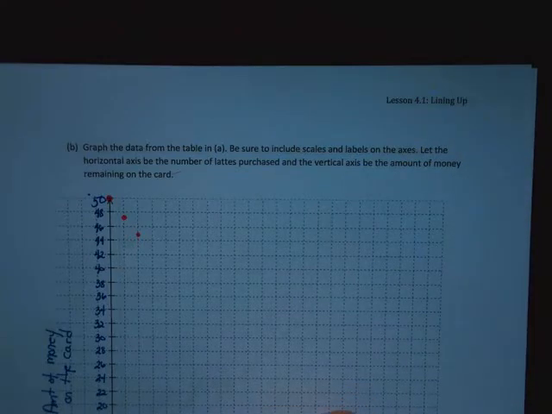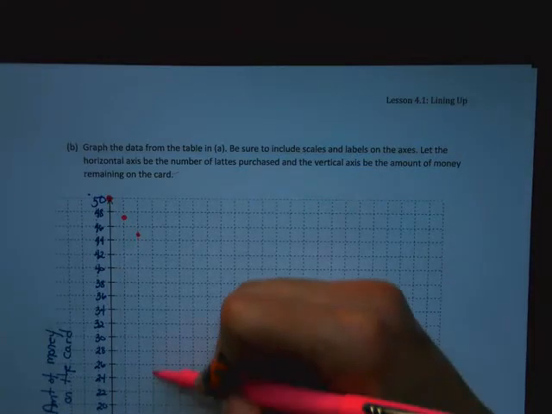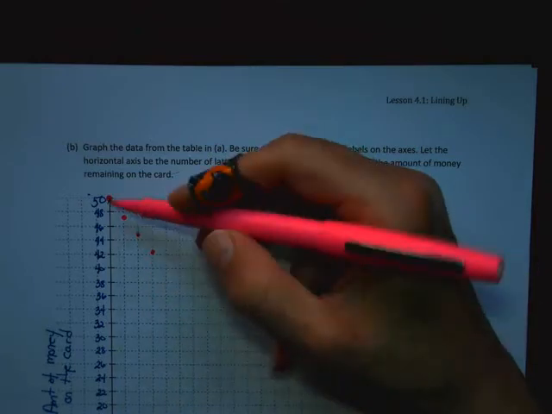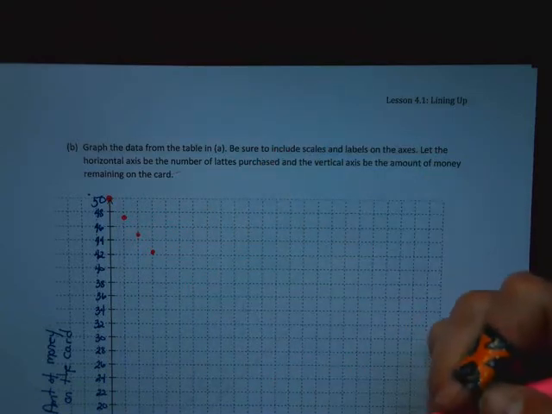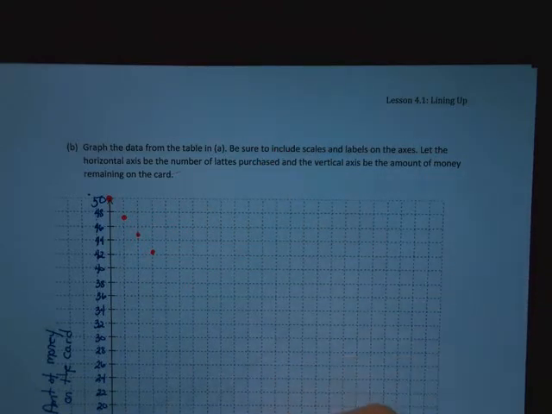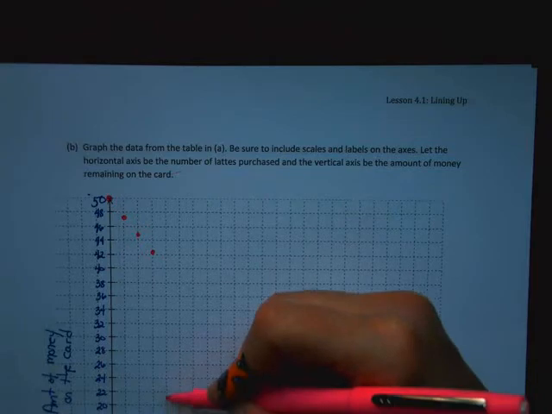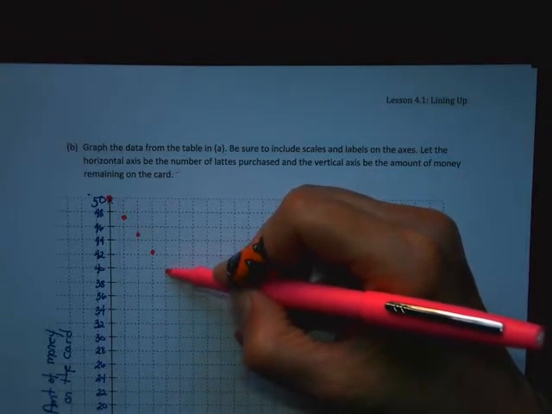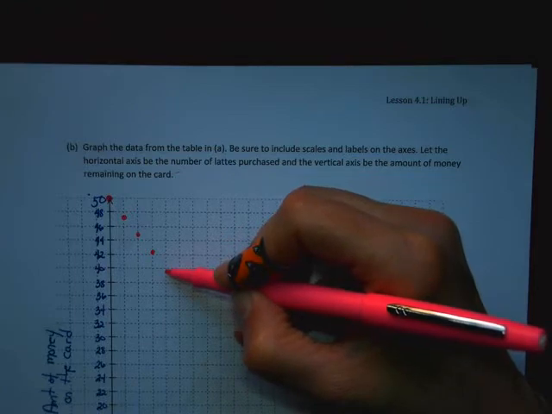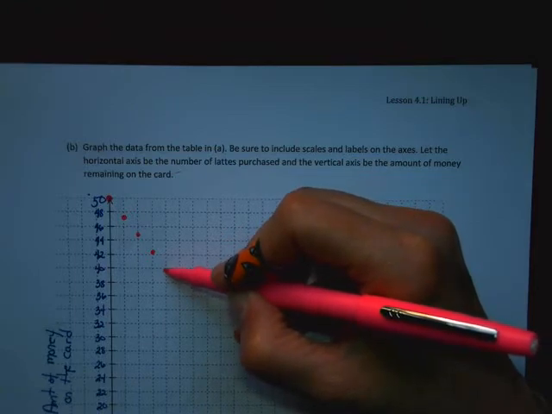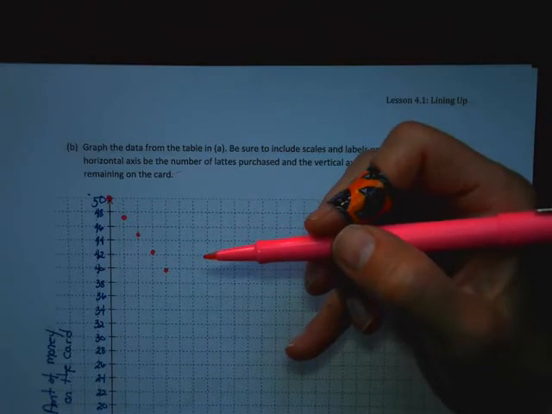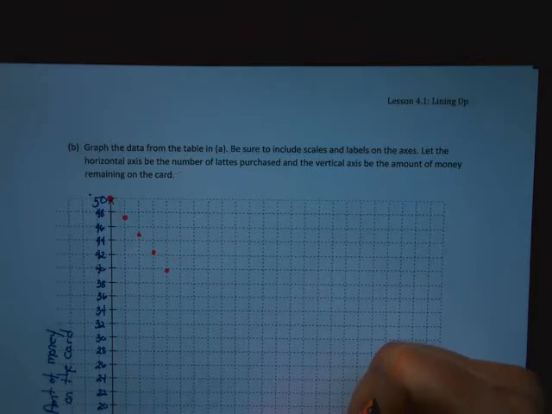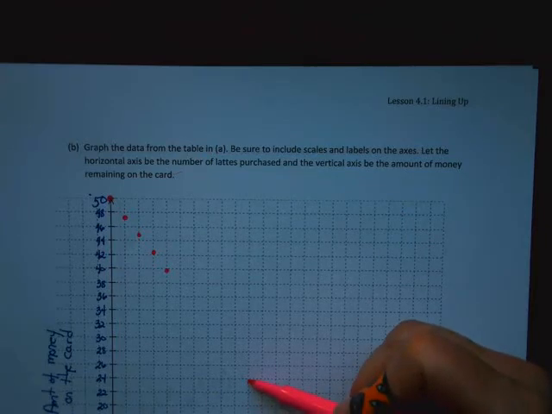Let's go ahead, we'll just go slow. So for 3 lattes, we're just a smidge above 42. You can already see this nice line forming, can't you? For 4 lattes, we're just about at 40, but not quite. Okay, so I'm going to put it right there. And then we jump down to 10 lattes. So 10 lattes, we're just about to 24, but not quite.